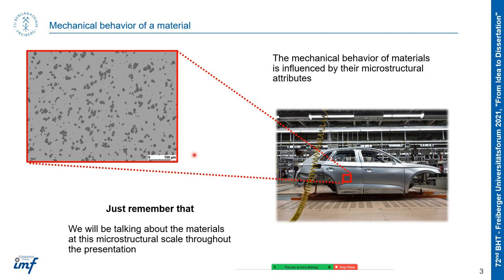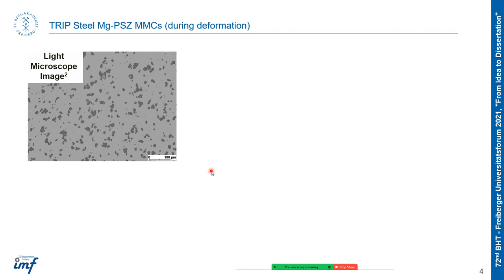So yeah, the picture which I showed you is a light microscope picture of a TRIP steel zirconia composite. So we have a metal matrix with steel, and then we have zirconia particles embedded in it. Here you can clearly see it in bright and dark fringes. And these materials were invented recently at the Institute of Material Science and Materials Engineering at our university, and a lot of research has been done on them.